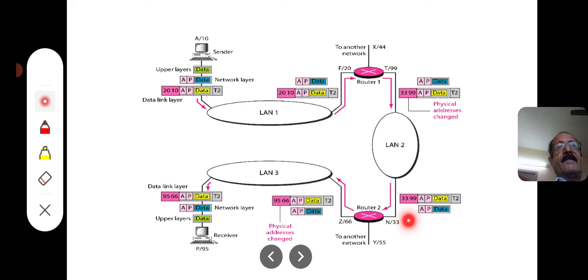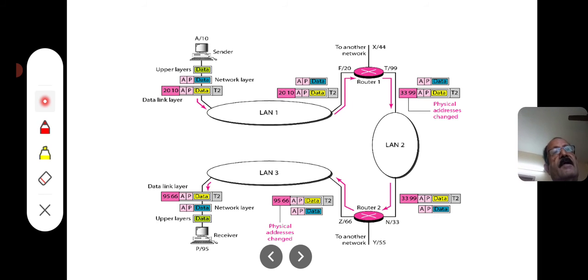So it comes here. This router sees physical address 33 is there. It's for me. It identifies. But IP address is P. So it's meant for this system. It transmits to the next node. Next node means its output side address is 66.